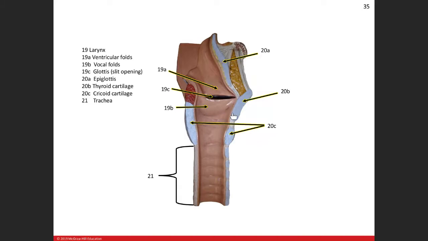All right, then you can see the superior-most, it's not labeled here, but this is the hyoid bone right up here. Then inferior to the hyoid bone, that's your thyroid cartilage. And right below the thyroid cartilage is the cricoid cartilage. And then you've got your trachea with the C-rings here. And then you have your vocal folds right below the opening to the glottis.